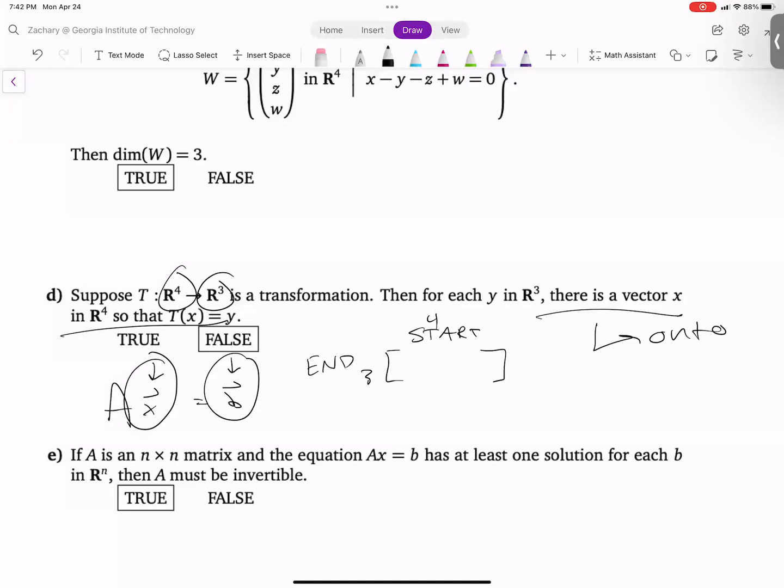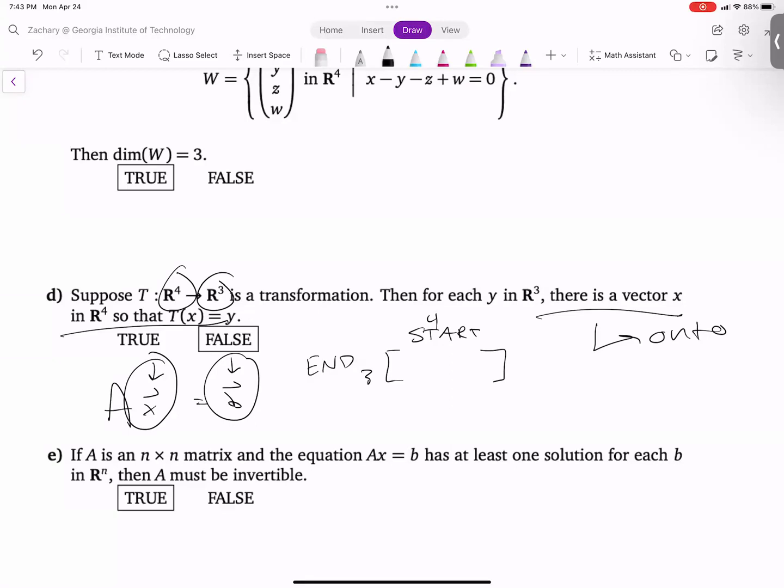For one-to-one, that would be: for each y, there exists a unique x such that T of x equals y, or y is not in the span of A. Or another way to write that would be for each y, there is a single x such that T of x equals y, or y is not in the range, or Ax equals y is inconsistent.